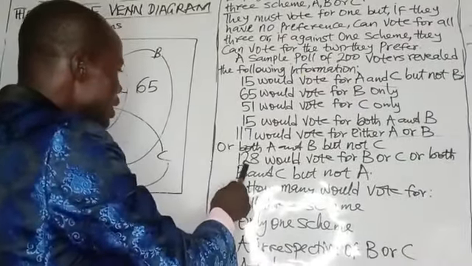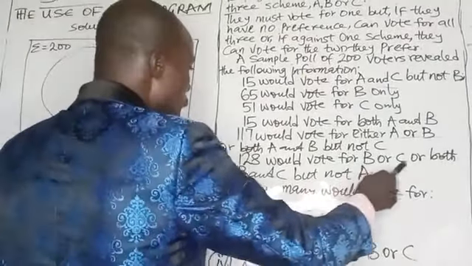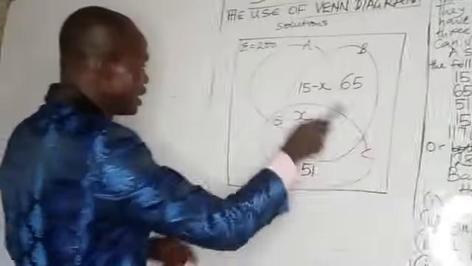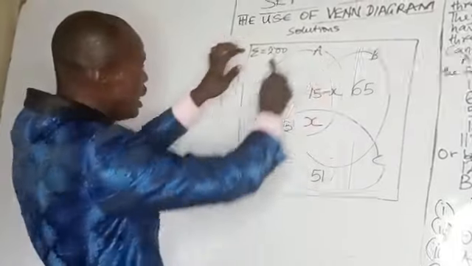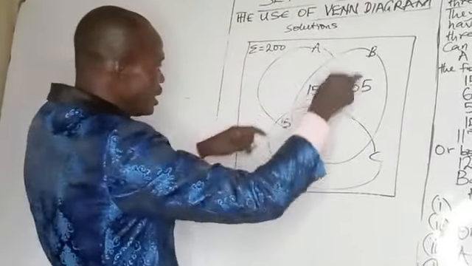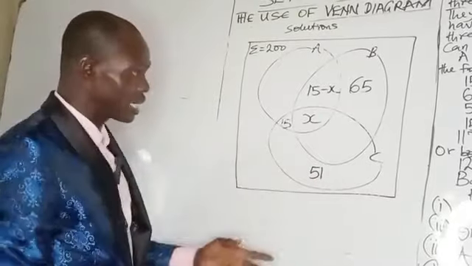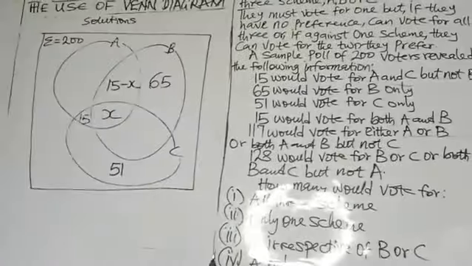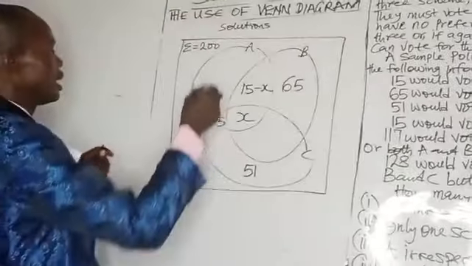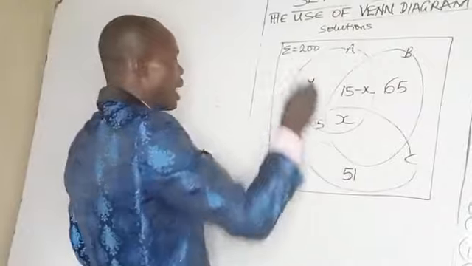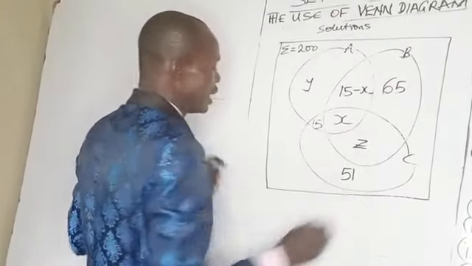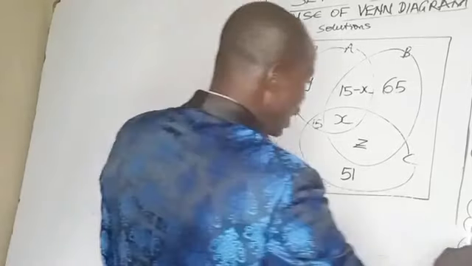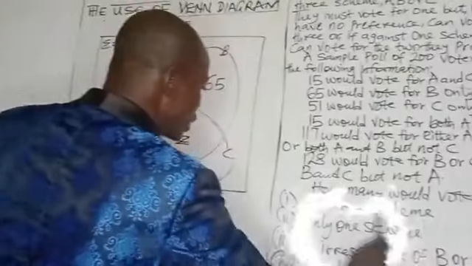128 will vote for B or C, or both B or C, but not A. This is B, this is C, but not A. Cut away A, then you are left with this region, this and this. And that is 128. How many will vote for all three schemes? Since we don't know this place, let this be Y, and this be Z.